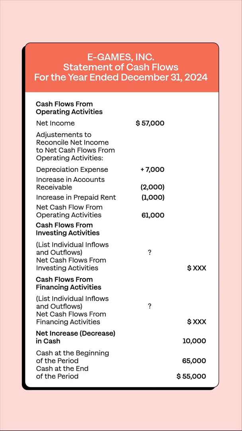In our cash flow statement for the operating category, we now have the following adjustments. We added back a depreciation expense of $7,000. We deducted an increase in accounts receivable of $2,000. We deducted an increase in prepaid rent of $1,000. This means our net cash flow for the operating category is the net income plus $7,000 minus $2,000 minus $1,000, which equals $61,000. Thus, $61,000 is the net cash flow for operating activities. Depreciation is shown in the operating activities as an add-back to net income.